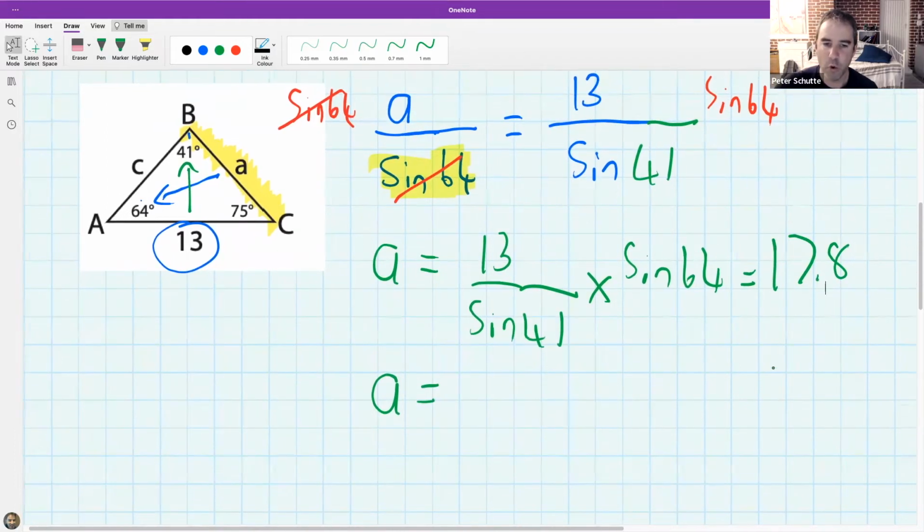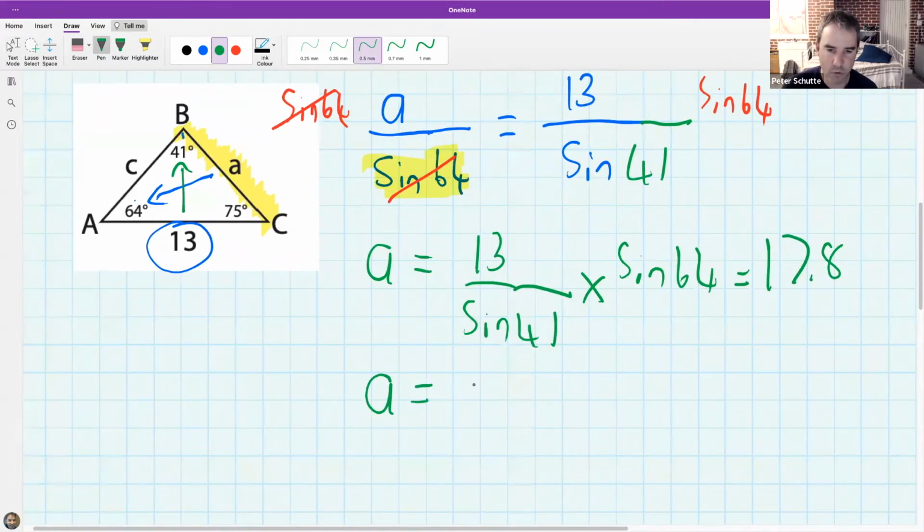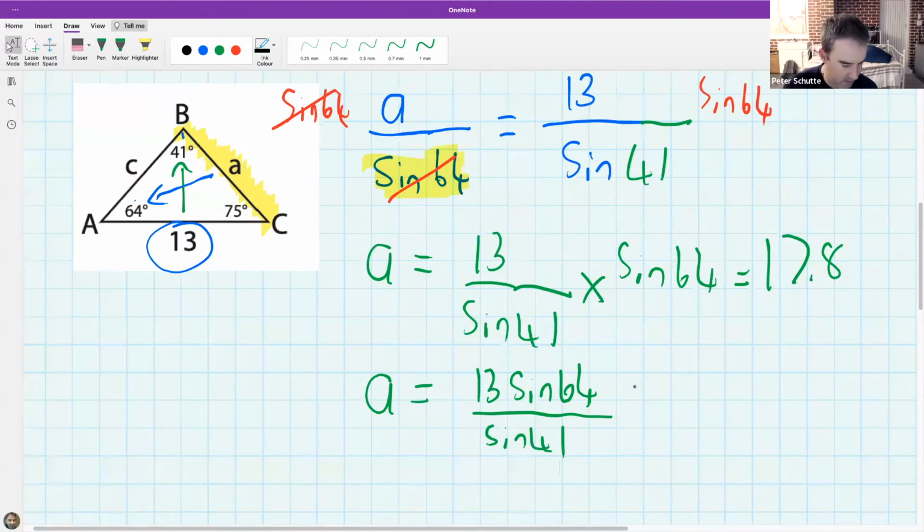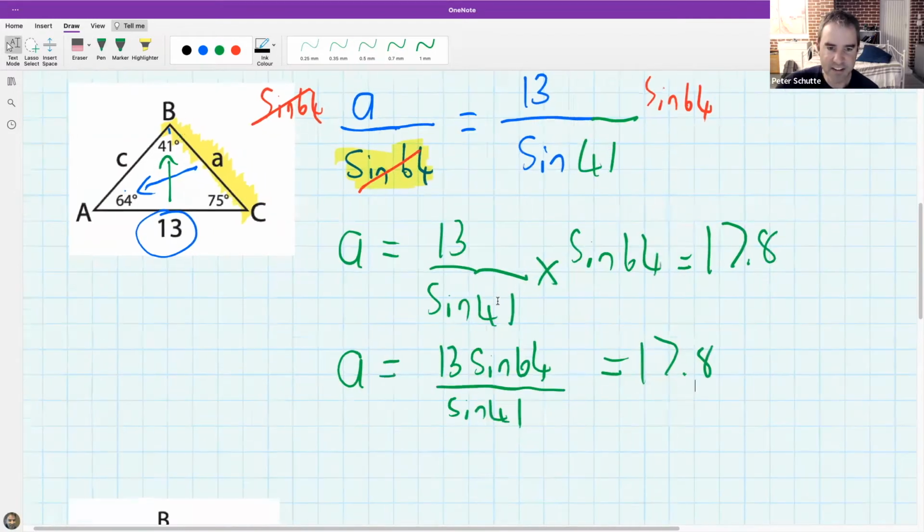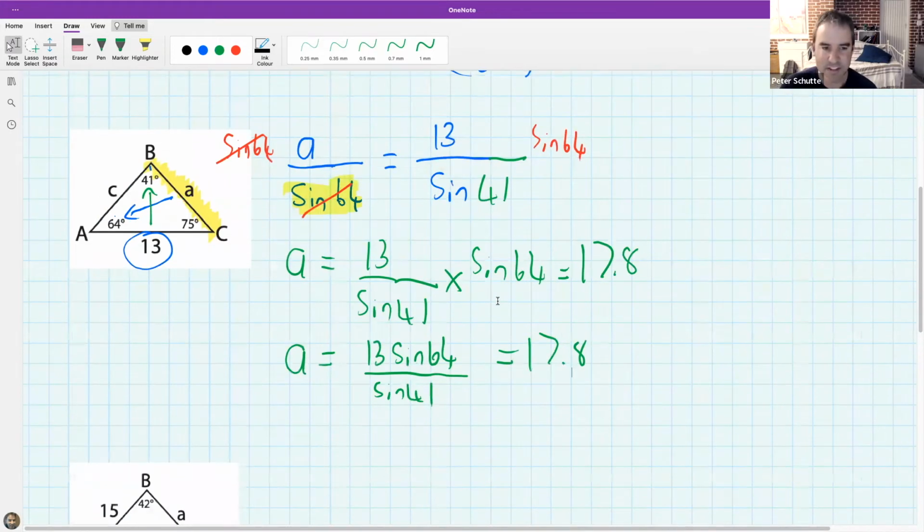And the more common way to write this is 13 sine 64 over the sine of 41. So you'd normally key it into your calculator as 13 times the sine of 64 divided by the sine of 41. And you should get the answer 17.8. Okay, so that is how you use the sine rule.